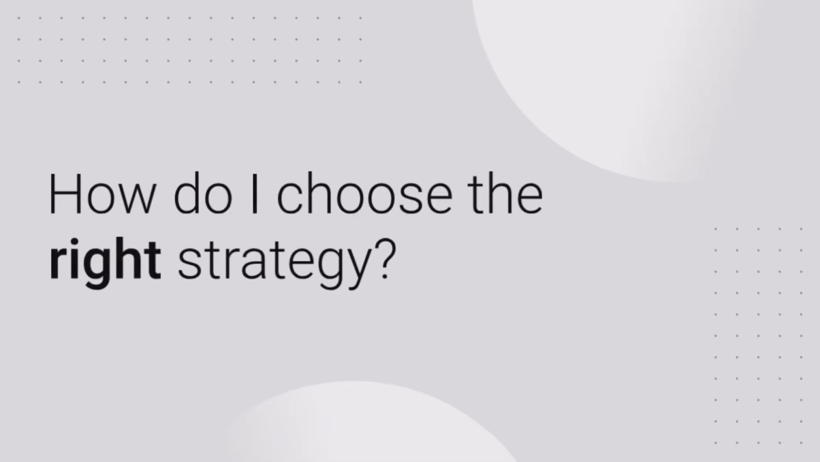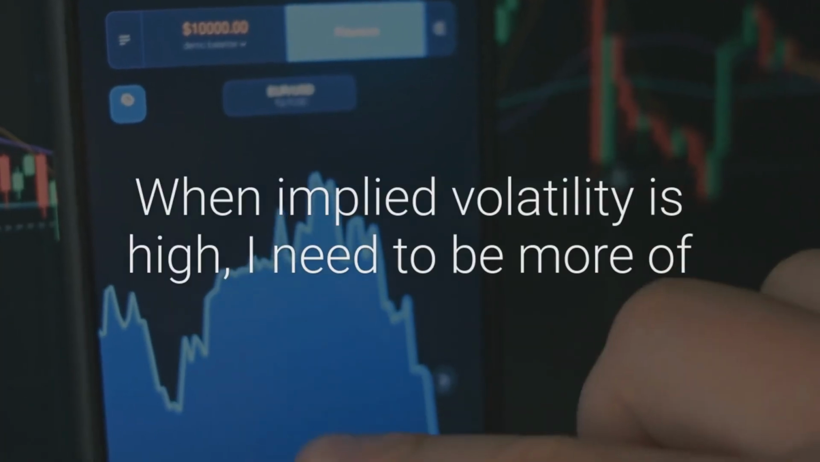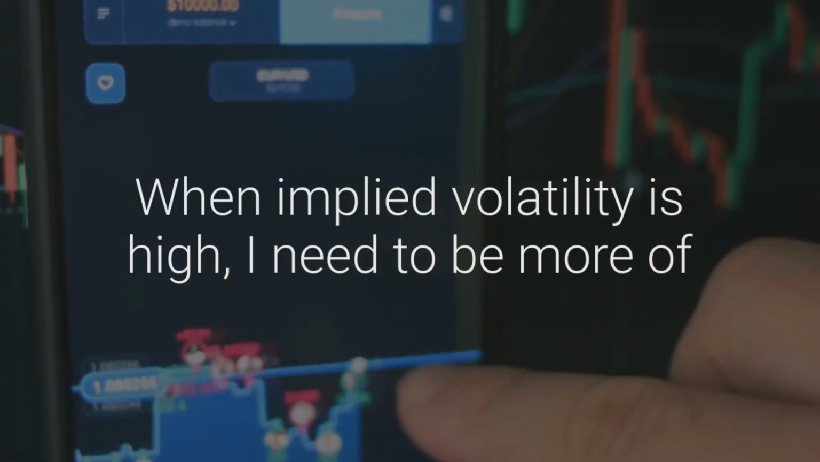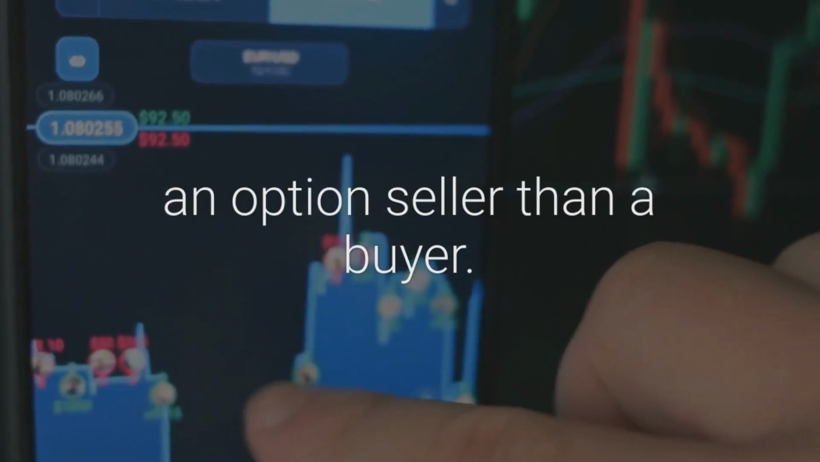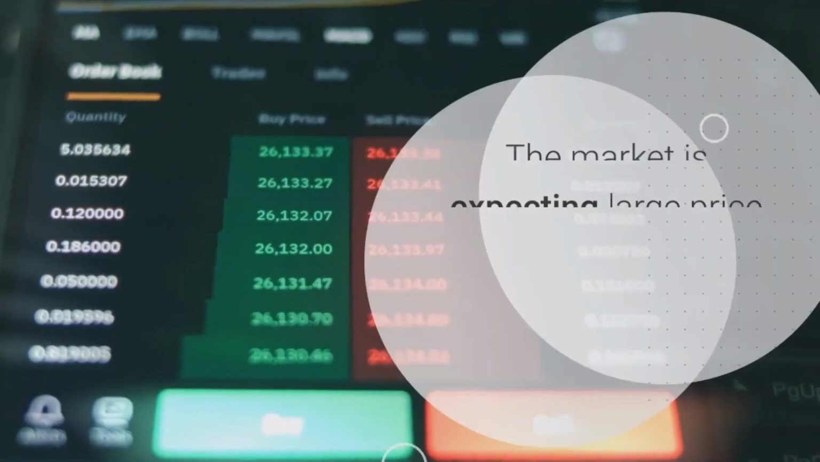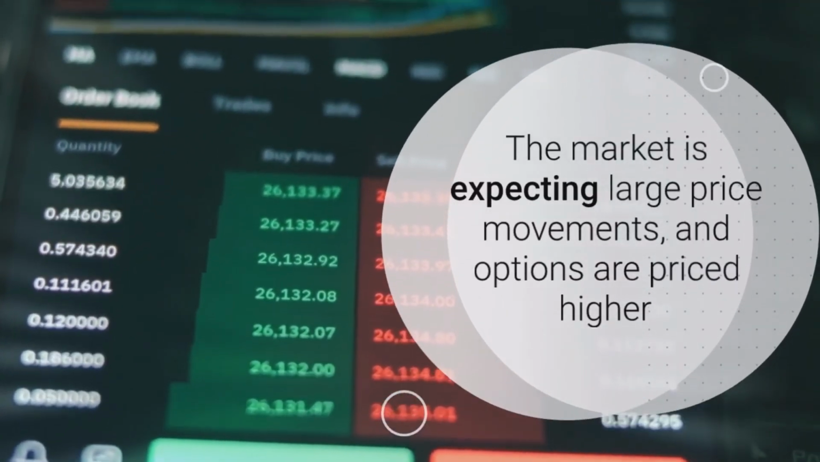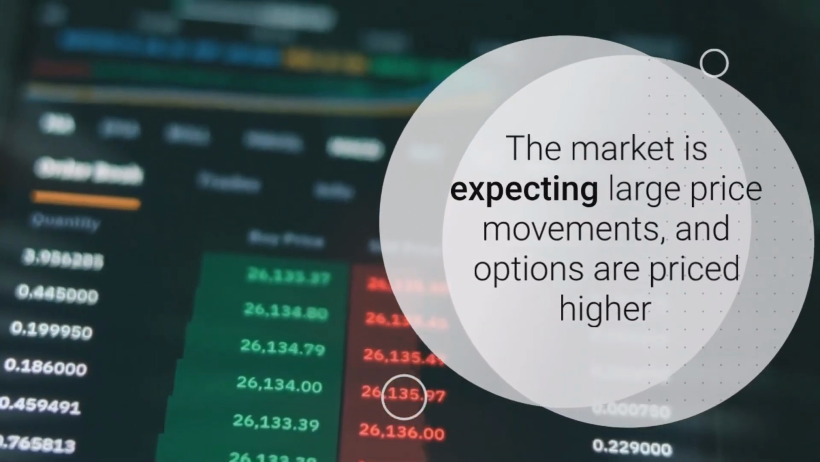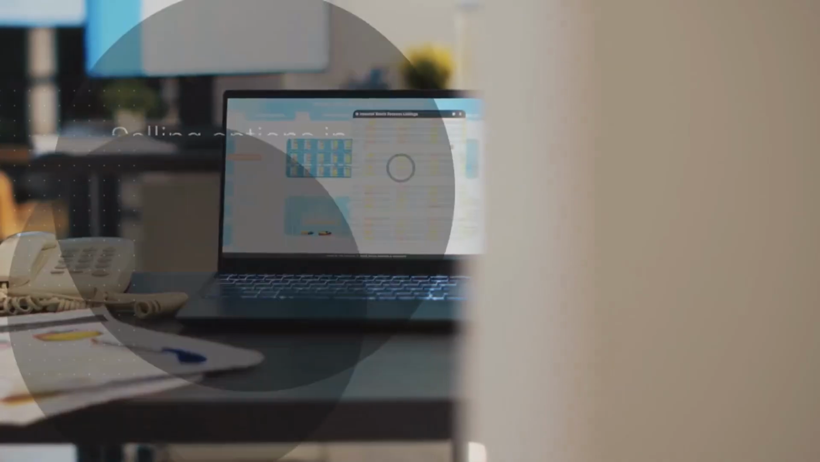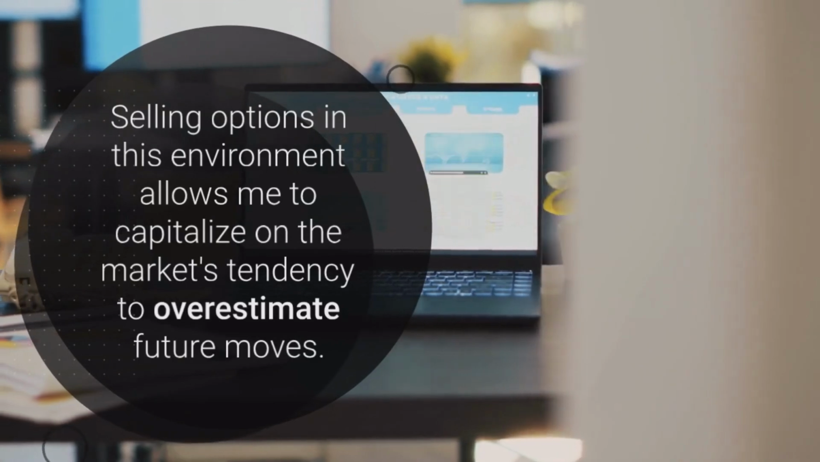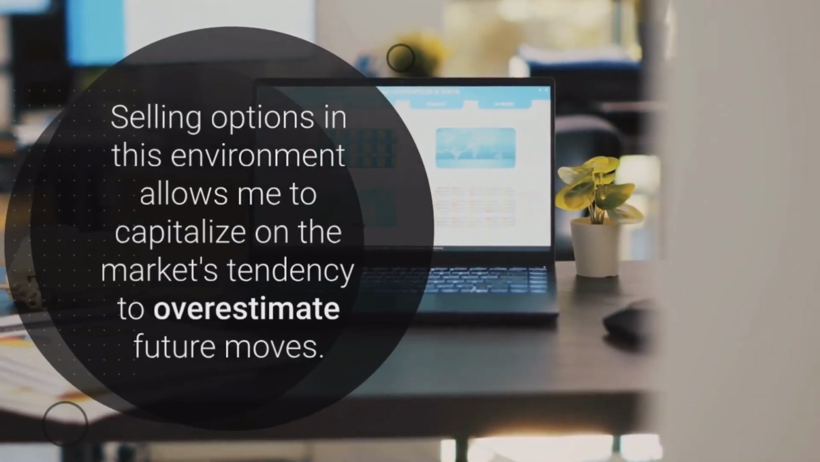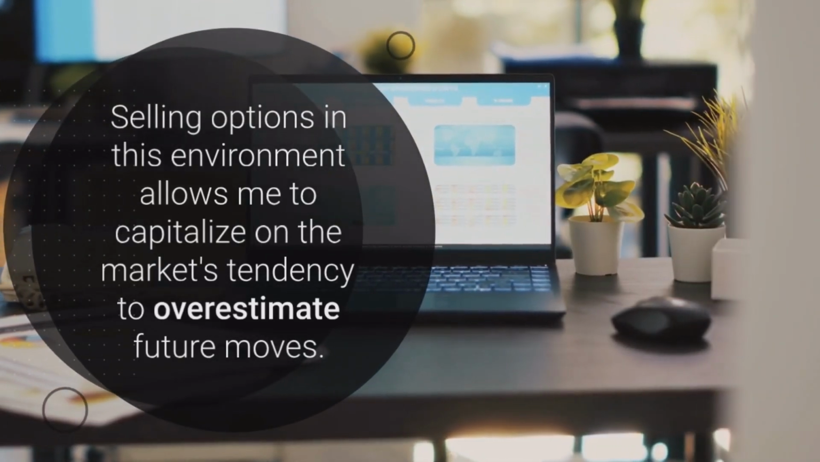So, how do I choose the right strategy? It comes down to this. When implied volatility is high, I need to be more of an option seller than a buyer. High IV means the market is expecting large price movements and options are priced higher. Selling options in this environment allows me to capitalize on the market's tendency to overestimate future moves.